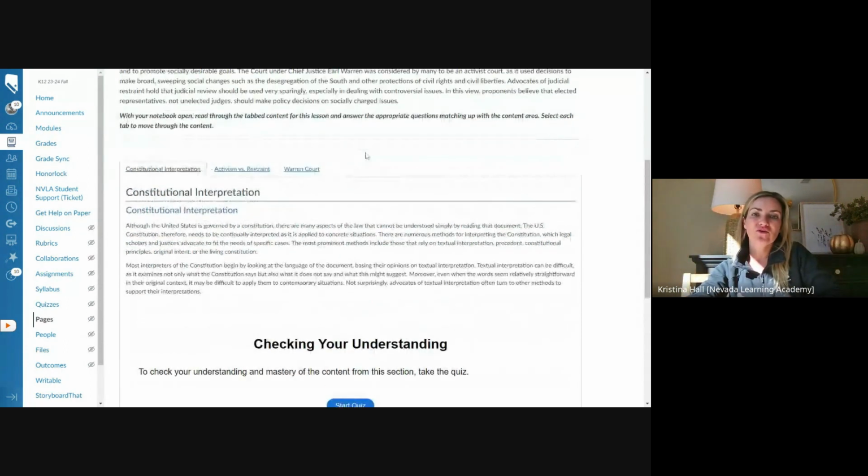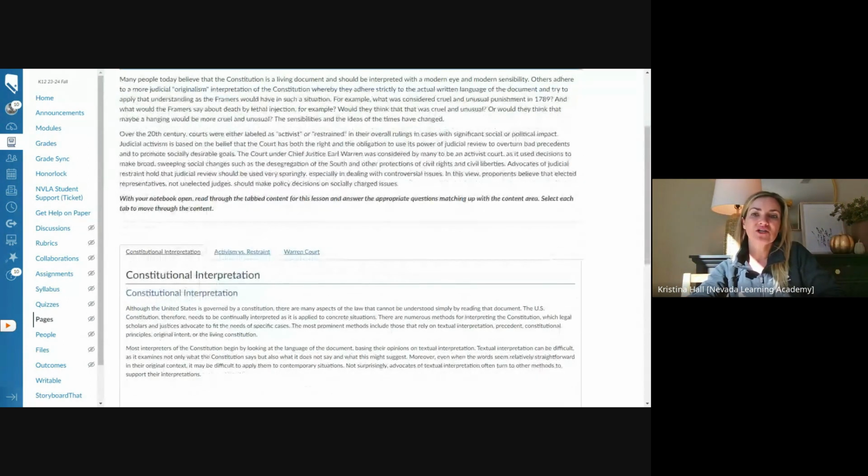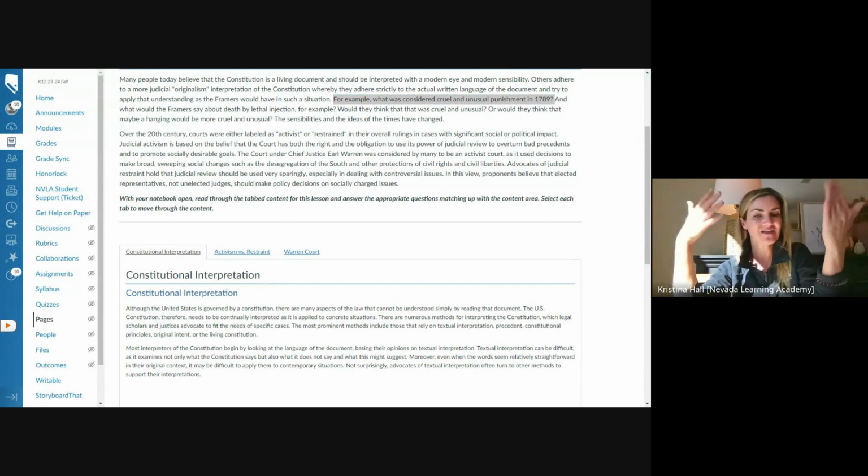So how we interpret. For example, what we consider cruel and unusual punishment in 1789, how would the framers view cruel and unusual punishment today? Back then, the death penalty was very common. It wasn't even really controversial. Most places had the death penalty. Today, a lot of states don't have the death penalty.